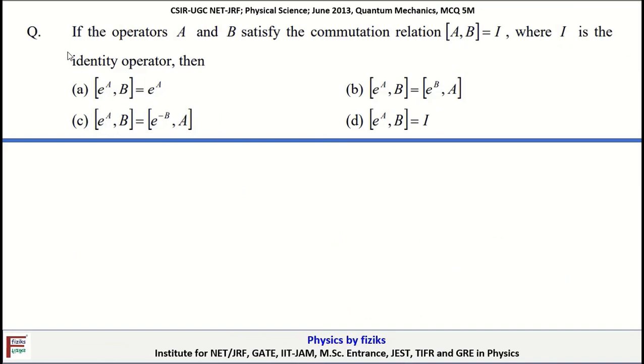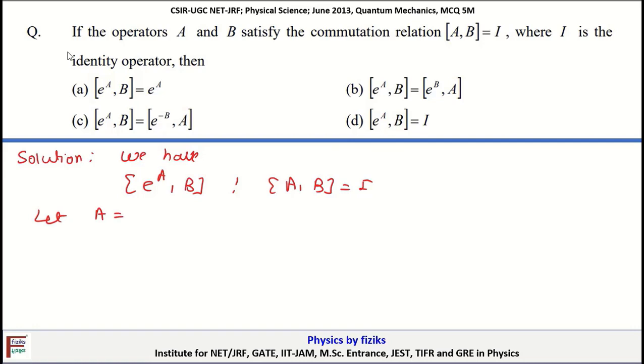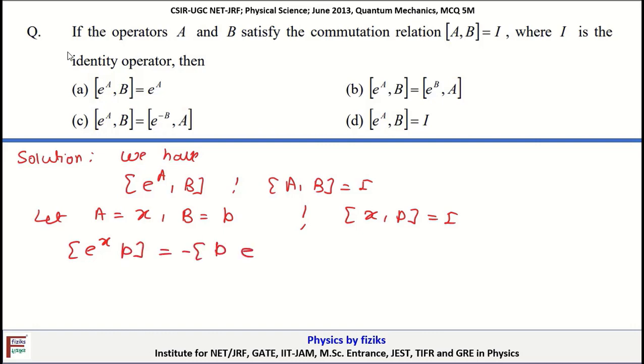If the operator A, B satisfies the commutator relation [A, B] is equal to I, where I is the identity operator, then, solution. We have e to the power A, and the commutator of A and B is equal to I. Now let us take A equals x and B equals p. Then the commutator of x and p, according to the question, is I, and this value will be written as e to the power x into p, we can write it down, minus p e to the power x.